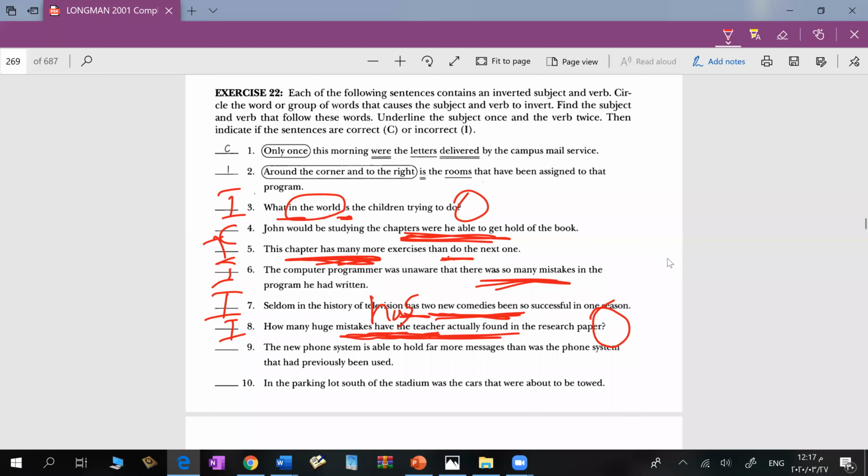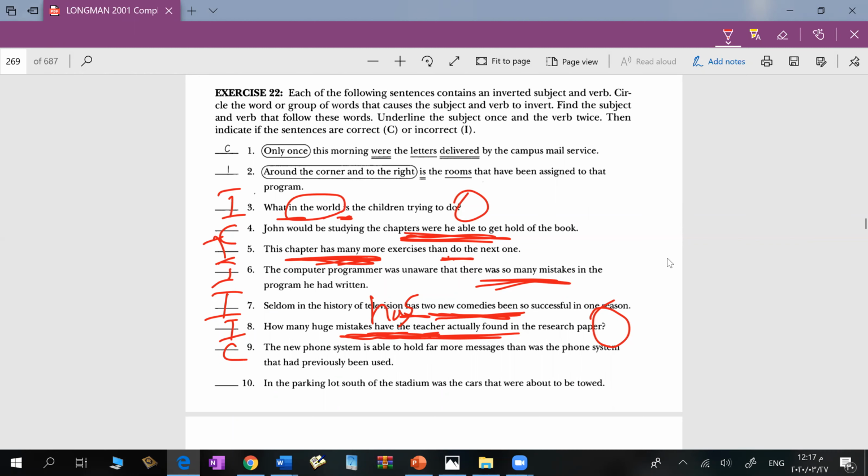The new phone system is able to hold far more messages than was the phone system that had previously been used. What do you think? I think correct. What is incorrect about it? Then was the phone system. So this is correct.